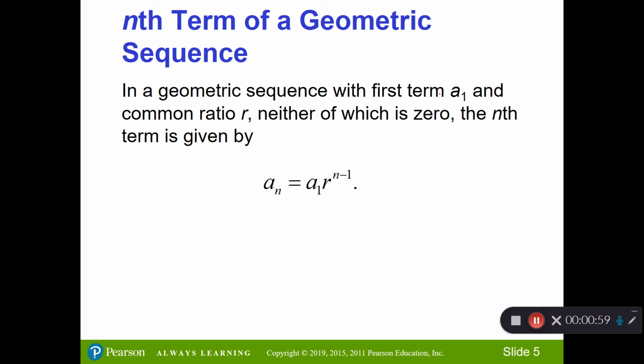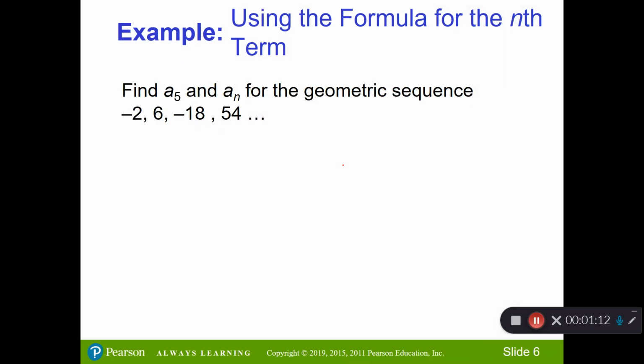In a geometric sequence, if the first term is a1 and the common ratio is r, then the nth term of the sequence is a1 times the ratio to the n minus first power. For example, if I want the fifth term in the sequence here, notice I need to know what I'm multiplying by. So the r, I just take any term and divide by the one preceding it, and I get -3.